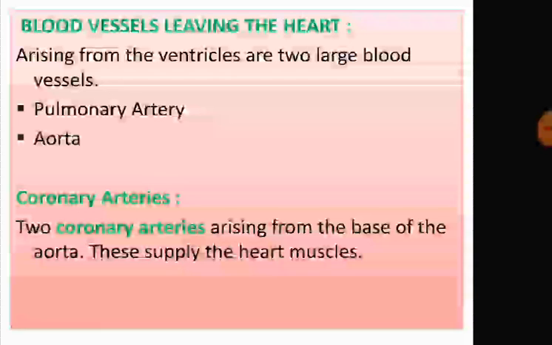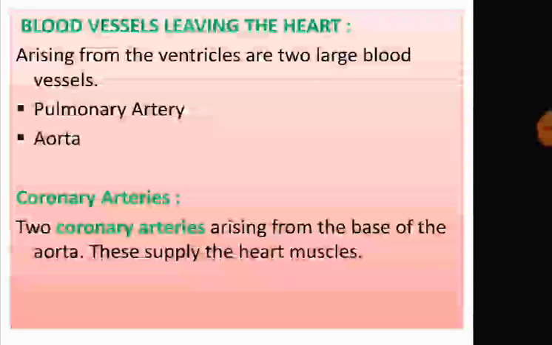And next is the aorta. The aorta arises from the left ventricle and carries oxygenated blood to all parts of the body. Actually, what happens? The deoxygenated blood goes to the lungs by the pulmonary artery. Now, when we exhale carbon dioxide and take in oxygen, it becomes pure blood. This oxygenated blood comes to the left auricle by the pulmonary veins.